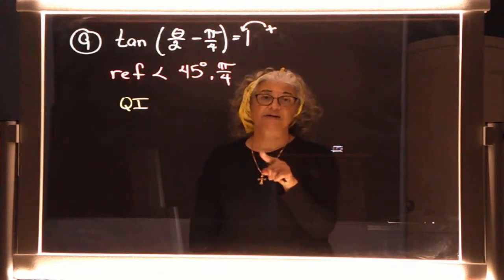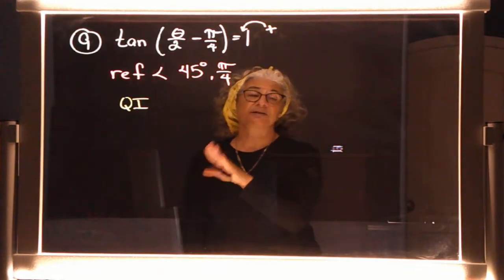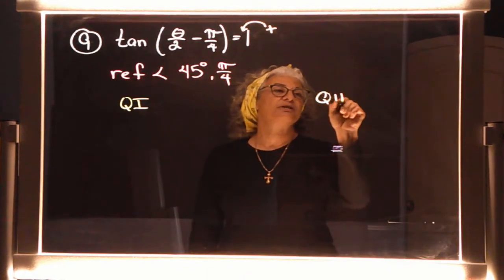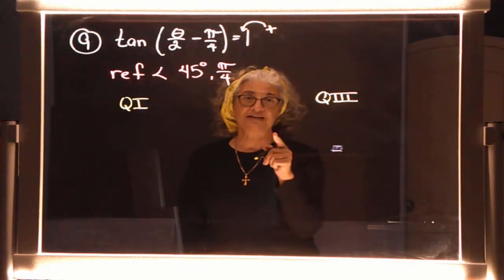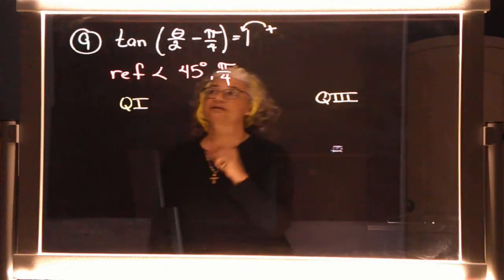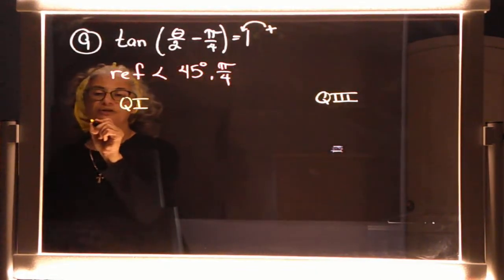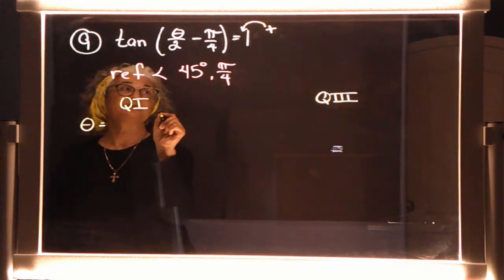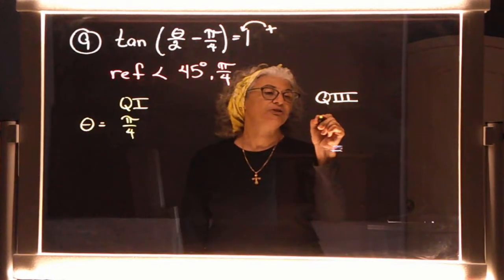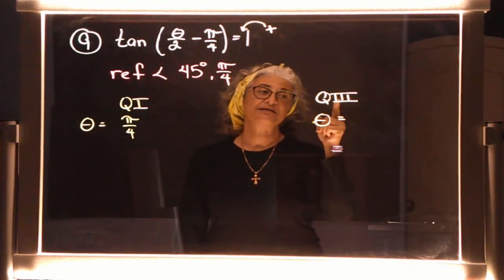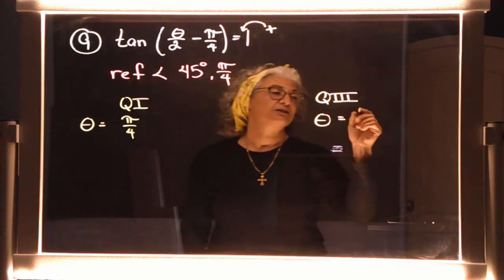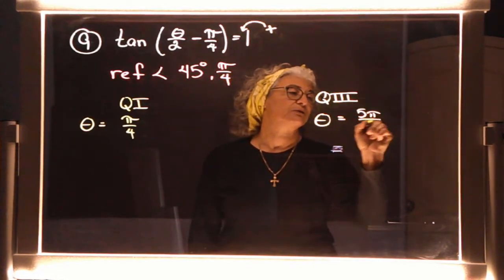So positive divided by positive gives me positive. And definitely quadrant 3, because both are negative, and negative divided by negative is positive. So in quadrant 1, your theta is, excellent, pi over 4. And in quadrant 3, your theta is, good, 5 pi over 4.